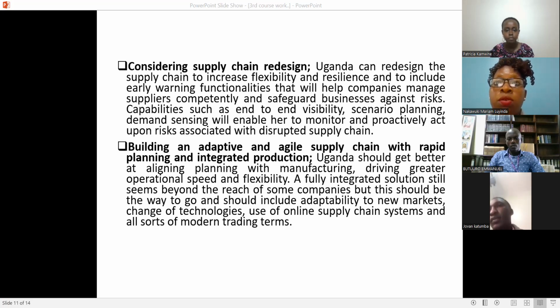One of them is building an adaptive and agile supply chain with rapid planning and integrated production. Uganda should get a better aligning of planning with manufacturing, driving greater operational speed and flexibility. A fully integrated solution still seems beyond the reach of some companies, but this should be the way to go and should include adaptability to new markets, change of technologies, use of online supply chain systems, and all sorts of modern trading terms.